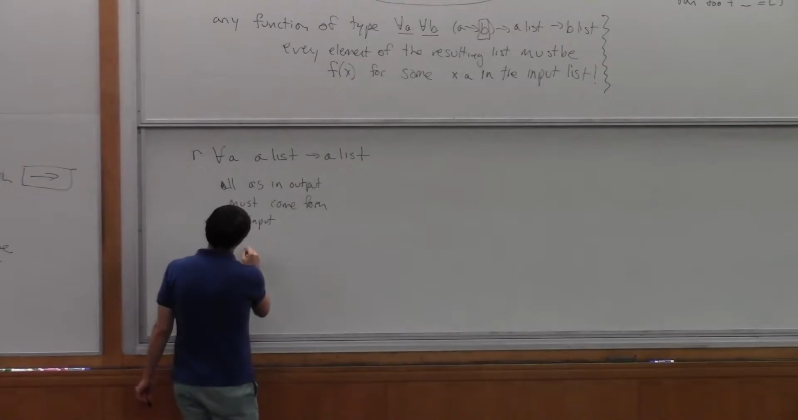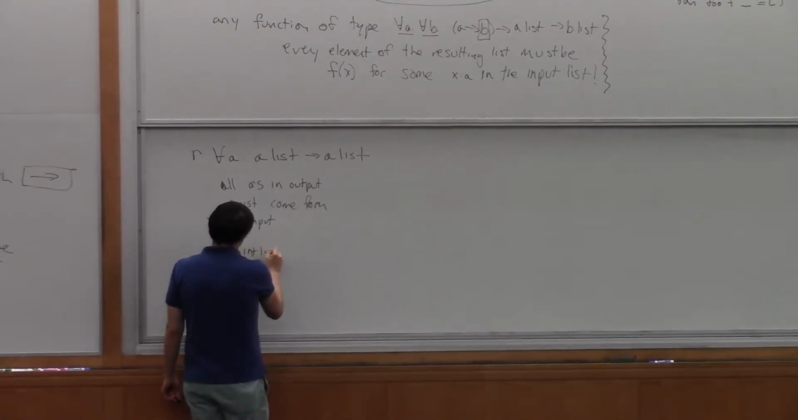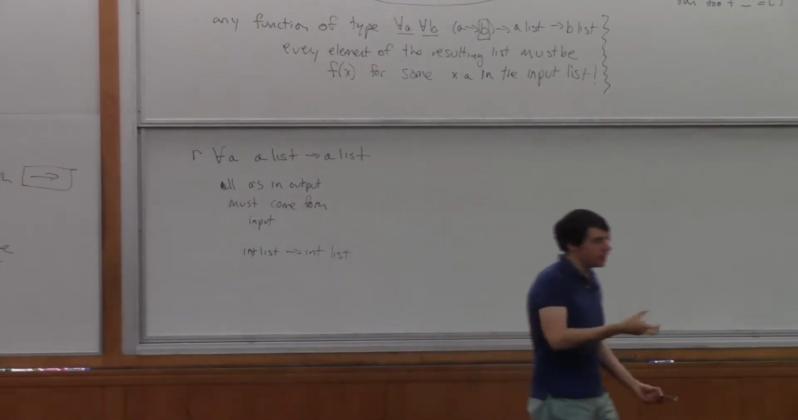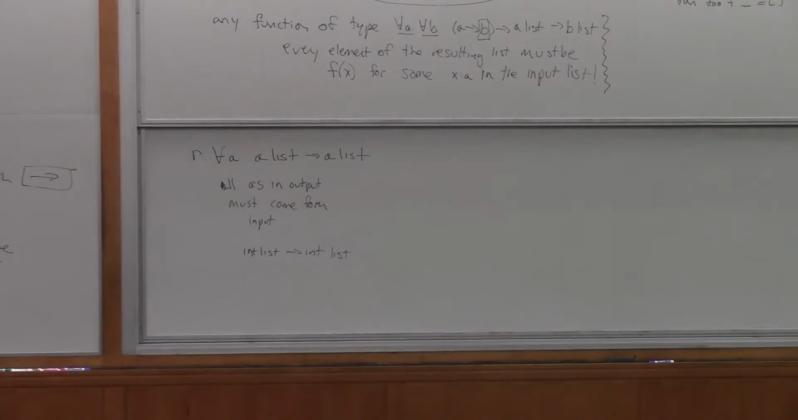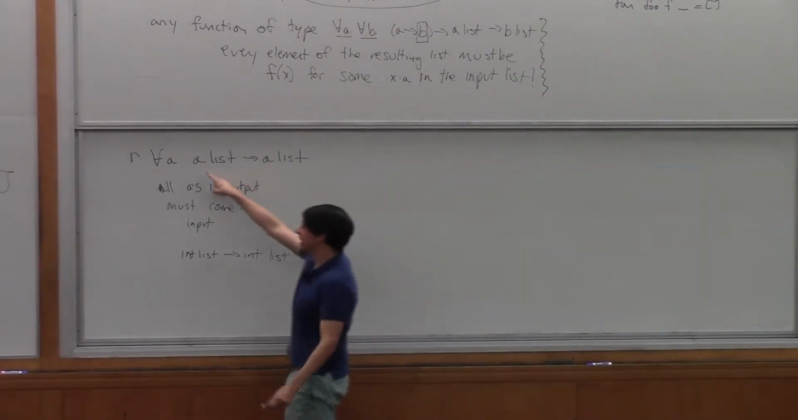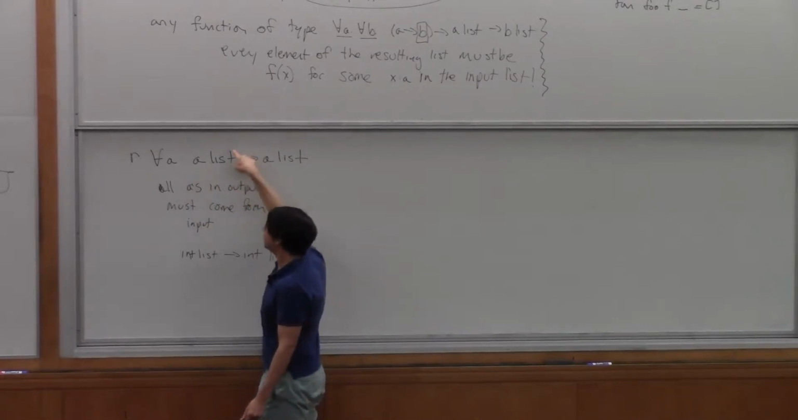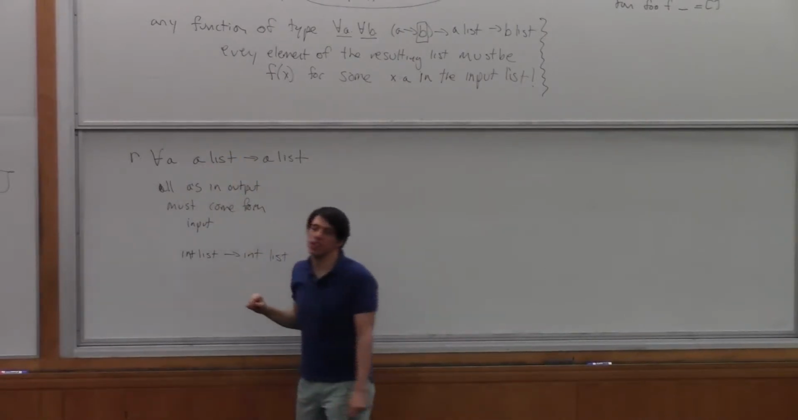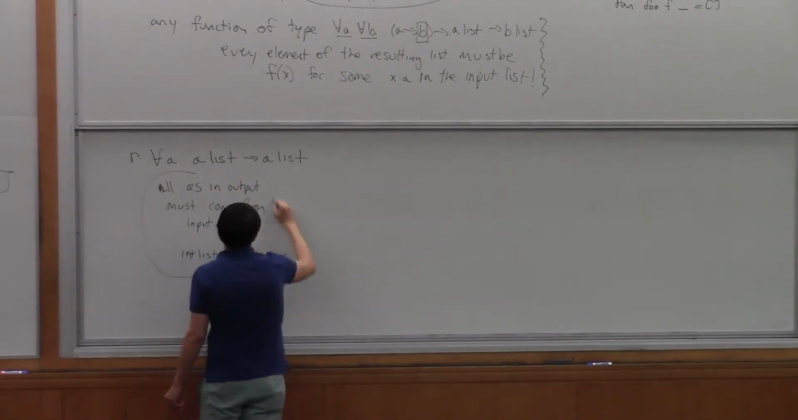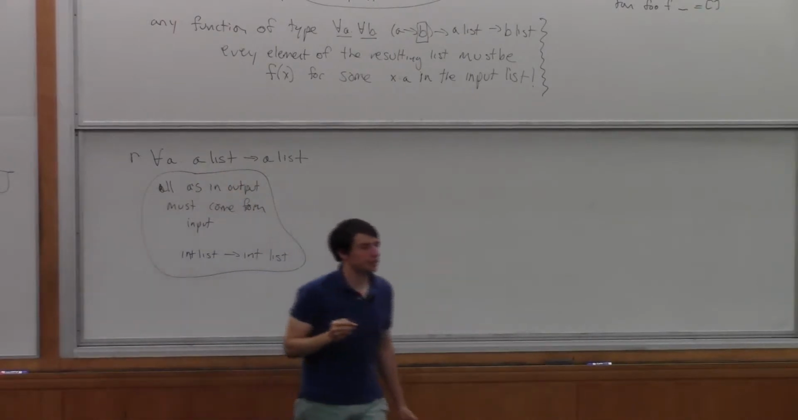Right? If I was writing a specific function of a specific type, like int list arrow int list, then I could include something in the output that's not in the input. I could throw in a 0 or a 7 or whatever. If I'm writing a function from strings to strings, I could throw in the string hi that didn't occur. If it's going to work uniformly, and I have no way to build A's, I just have a collection of them to start with, then I know that everything in the output must come from something in the input.